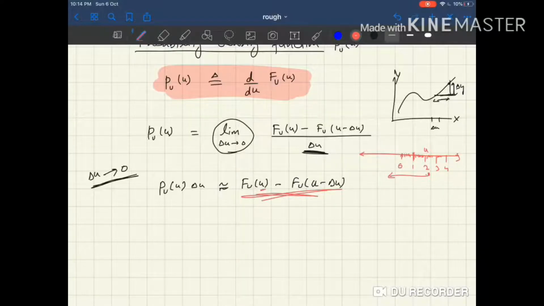Okay, so suppose your delta u is 1, and so this F_U(u) minus F_U(u - delta u) is the probability of having values less than or equal to 1. So if you subtract the two, what you get is the probability of having values between 1 and 2. All right, but that we can write in another way, as u having values from u minus delta u to u.